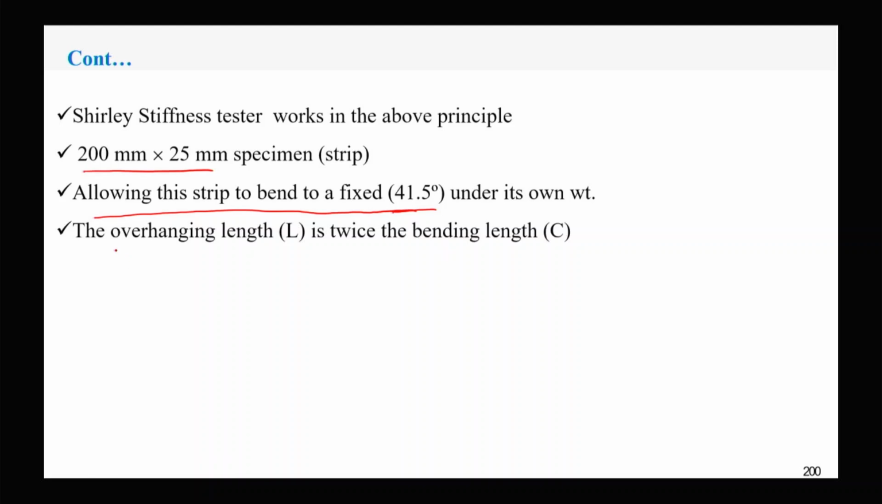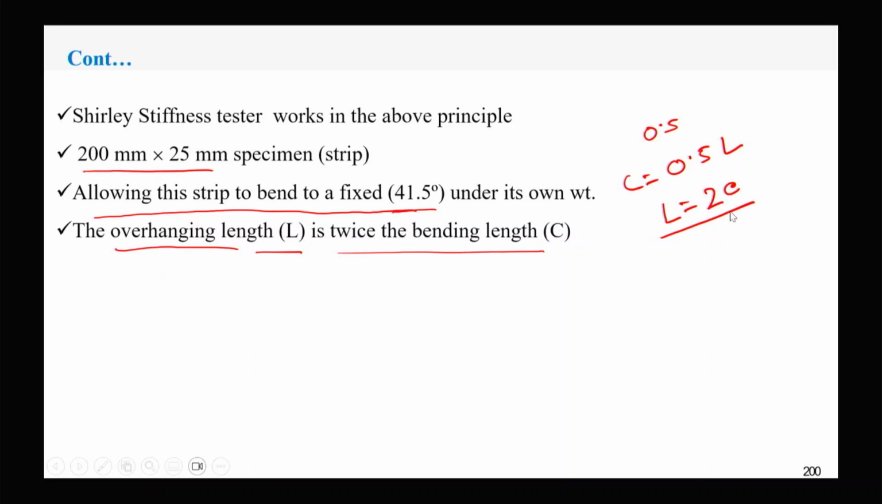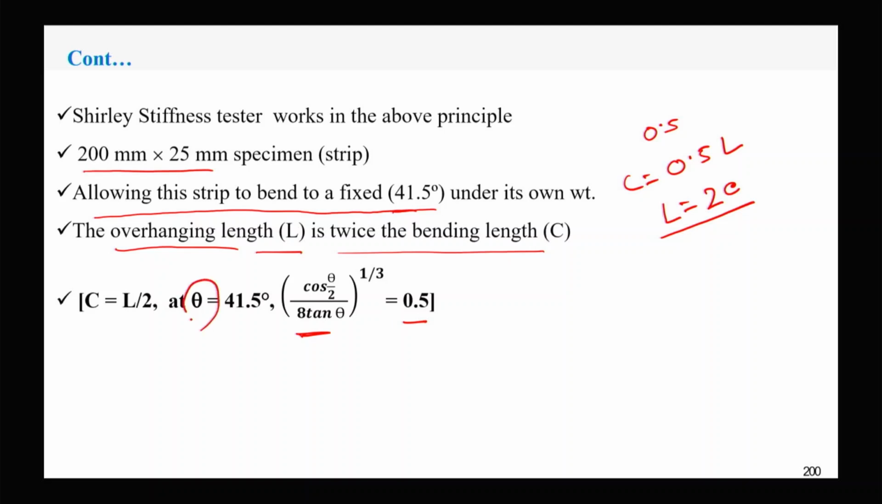The overhang length becomes twice the bending length. So the factor was 0.5, C equal to 0.5 L. L will be 2 of bending length in that condition. So we can see here this factor becomes 0.5 when theta is 41.5 degree.